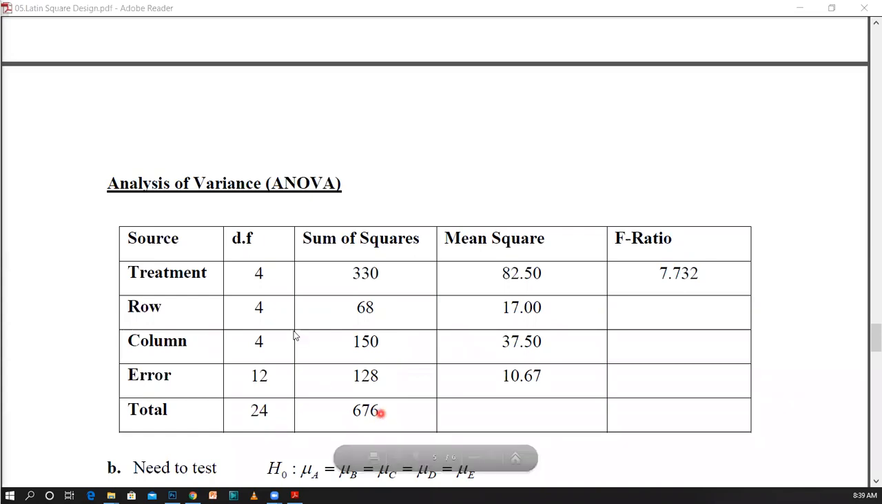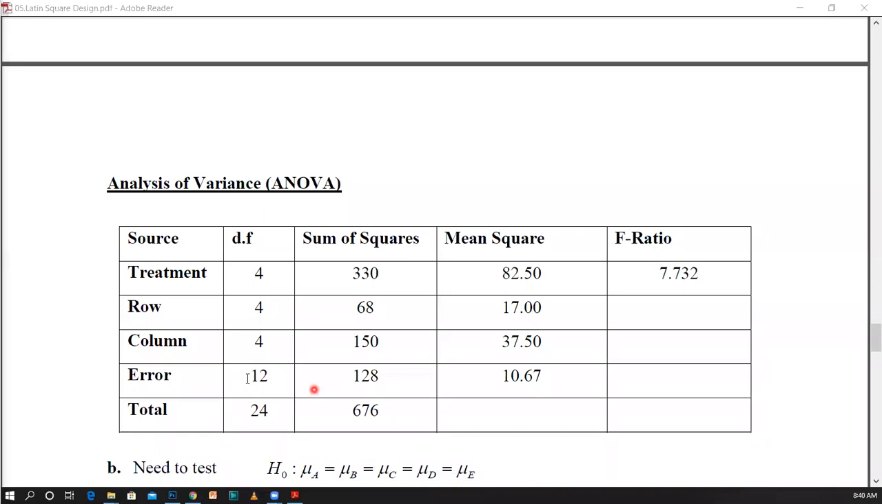Since we had 5 levels for the treatment, row and column, we are getting the degrees of freedom as 5 minus 1, which gives the value as 4. Then total, it is p squared minus 1. It means p is 5, p squared 25 minus 1 gives you the value as 24. Then once you subtract the summation of these three values from 24, you are getting it as 12. Or else you can use the equation p minus 2 into p minus 1 if you need. Even though you are using it, you are getting the same answer.